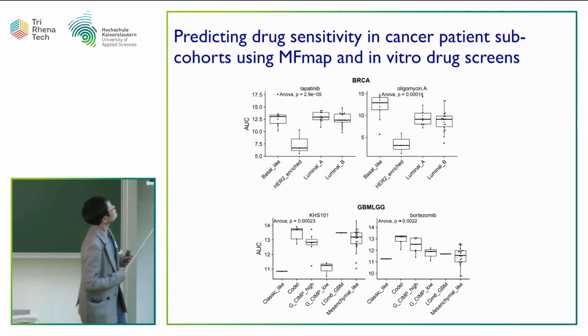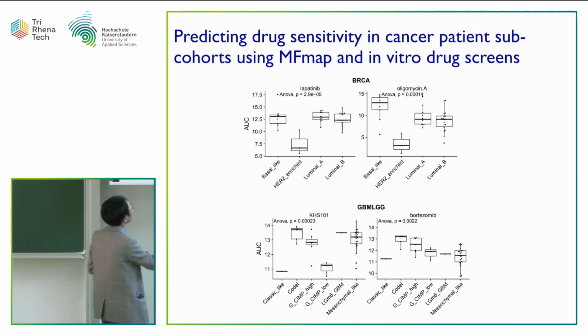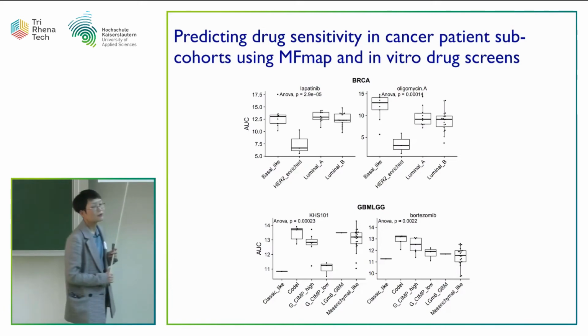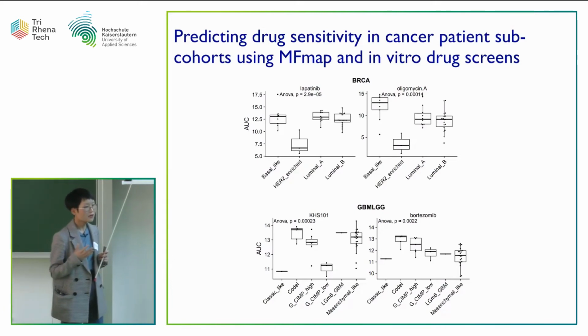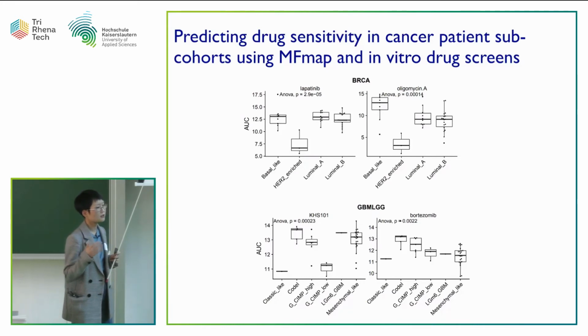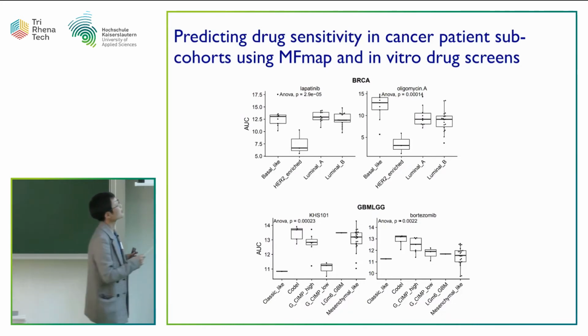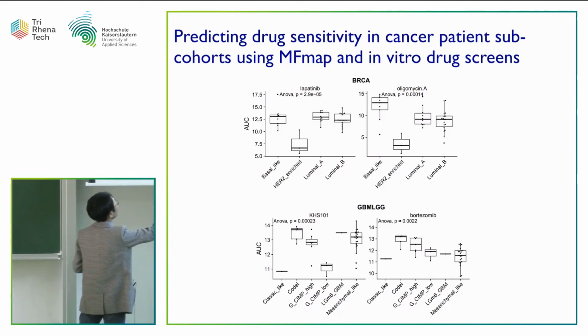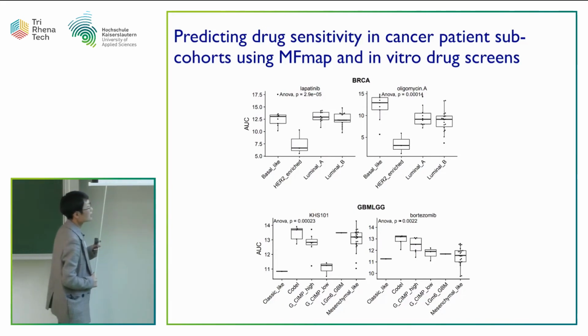First we show the example of lapatinib. This drug is already used to treat HER2-positive breast cancer. In our result, we showed that the HER2-enriched subtype is more sensitive to lapatinib compared to other subtypes.